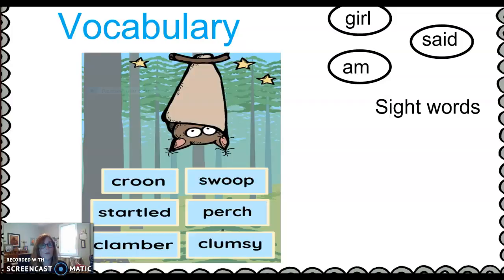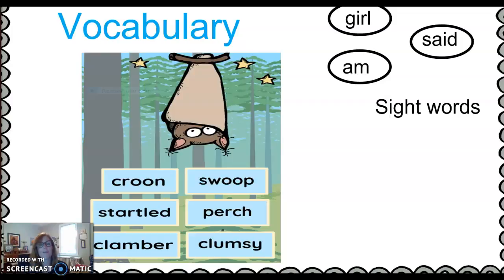Croon, that's a noise. Swoop, you may have heard that before, like a bird flies down suddenly. Startled, that means to be surprised. Perch, you see a bat in the picture with its feet perched or sitting on a branch.